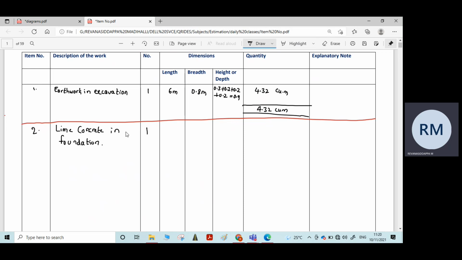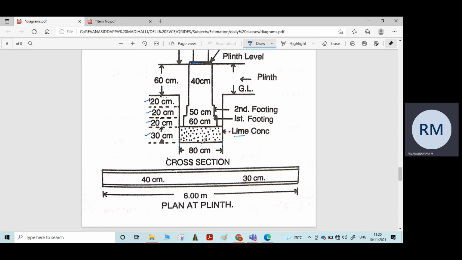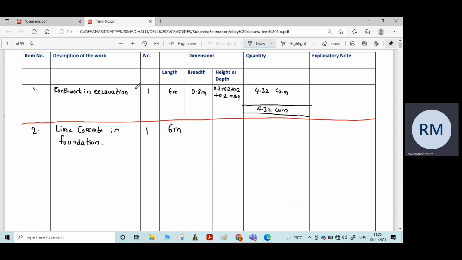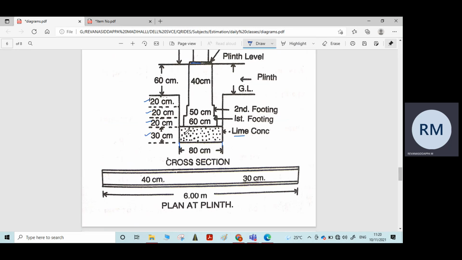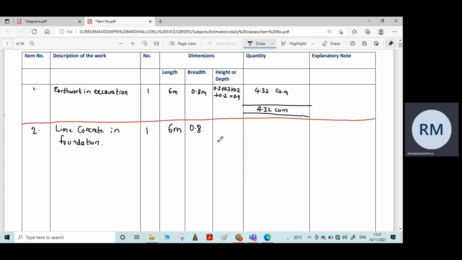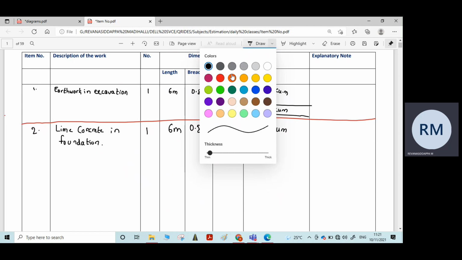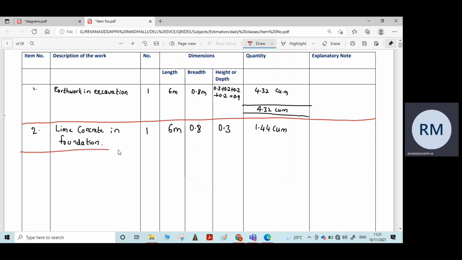The length is same as length of the wall only, 6 meter. The width of PCC bed is 80 centimeter, that is 0.8 meter, and depth is its thickness. Thickness of the PCC is given as 30 centimeter, therefore it is 0.3 meter. What is the total quantity? 1.44 cubic meter.